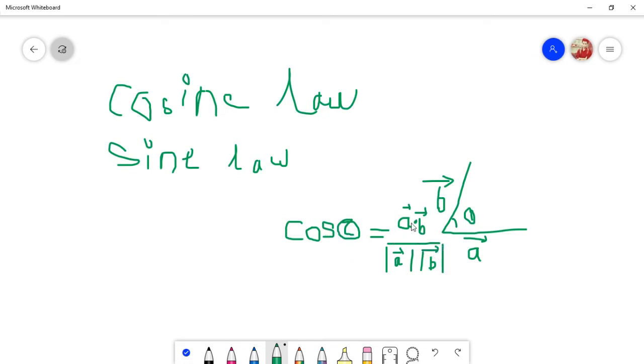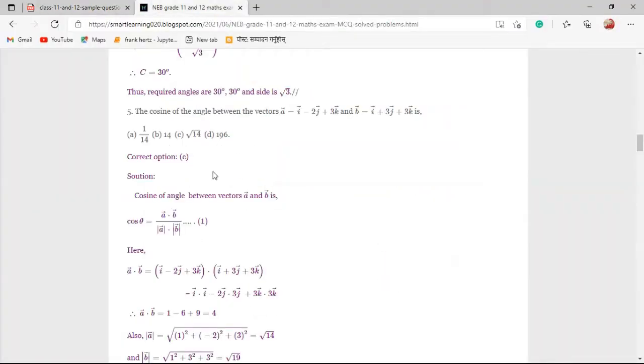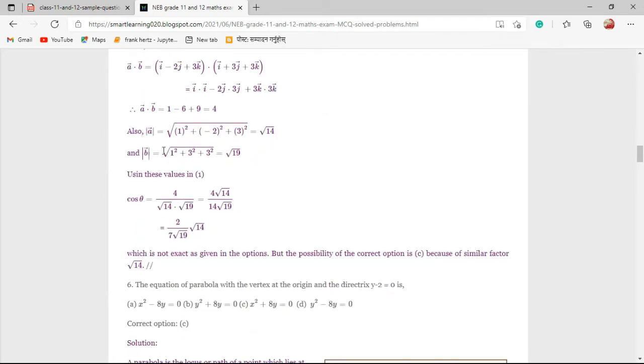Cosine of theta is equal to the dot product of A and B divided by the magnitude of A multiplied by the magnitude of B. Using this formula we have to calculate the value of cos theta. The problem here is that the values of the options are not given correctly. I have given the solution here. This is the formula for calculating cosine of theta, and I calculated A dot B, the dot product of A and B, and I obtained 4, and also the magnitude of A and the magnitude of B.